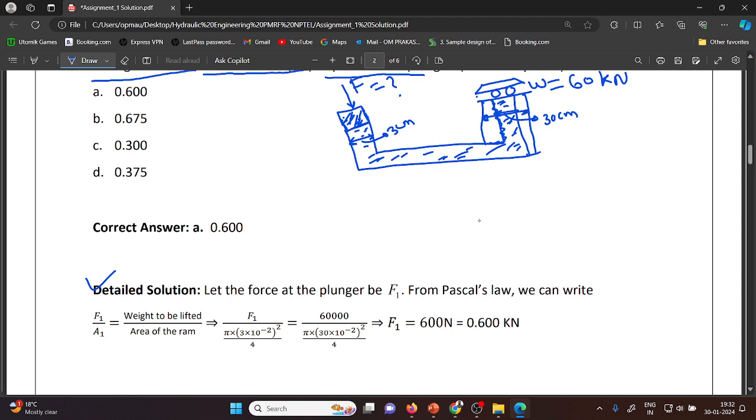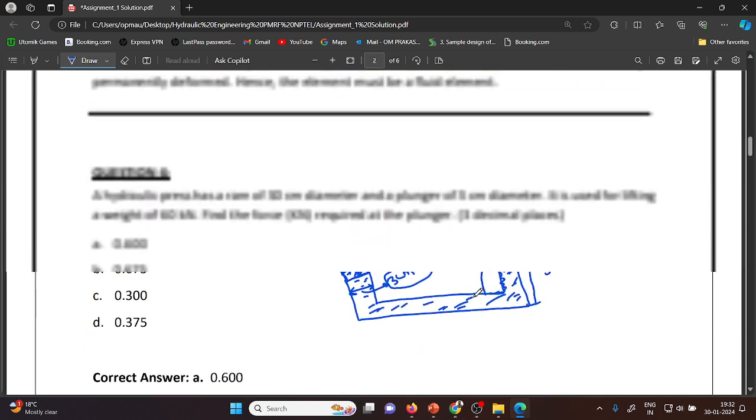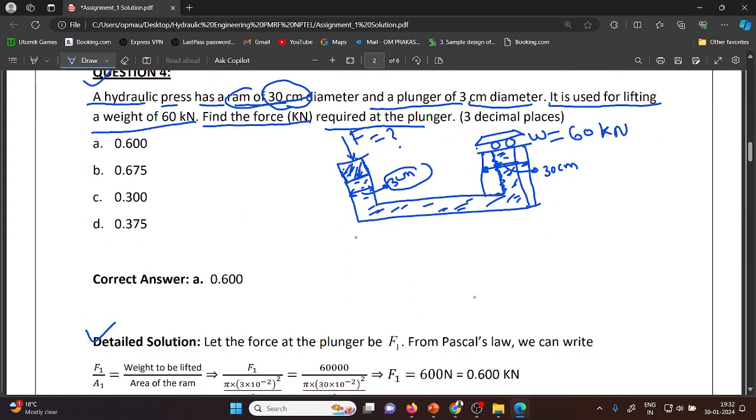30 centimeter, right? So in the question it is written, this is your plunger, what I was telling previously. The plunger diameter is 3 centimeter, and the hydraulic press has a ram of 30 centimeter diameter. So what you will do: pressure on both sides will be the same. P1 and P2 will be equal as per Pascal's law.